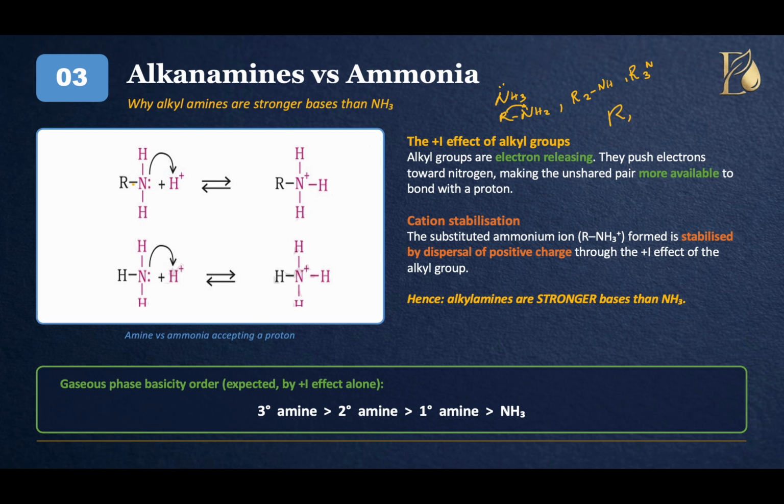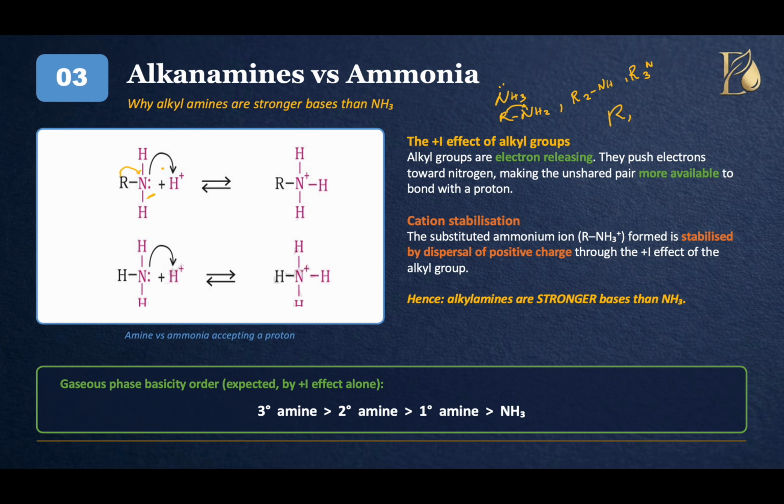So look at this here. This is an alkyl amine. It can donate electrons more easily to the proton than ammonia, because in ammonia only the lone pair is present. There is no inductive effect. But in alkyl amines, since there is an alkyl group, it will donate electrons through the plus I effect, and so it can further increase the electron density on the nitrogen atom. So it is more prone towards proton addition.